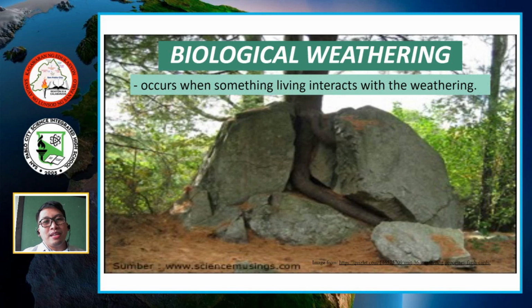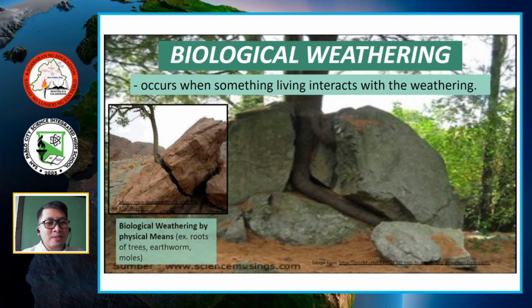So it occurs when something living interacts with weathering. Our examples here is this. So biological weathering by physical means. Example ay roots ng trees. So yung roots ng trees, meron siyang physical strength na kapag tumubo siya, sometimes yung kanyang roots pwede niyang ma-break yung mga rocks. Sometimes kapag tumubo yung stem, pwede rin niyang i-break yung rocks using its physical strength. This is biological weathering by physical means.